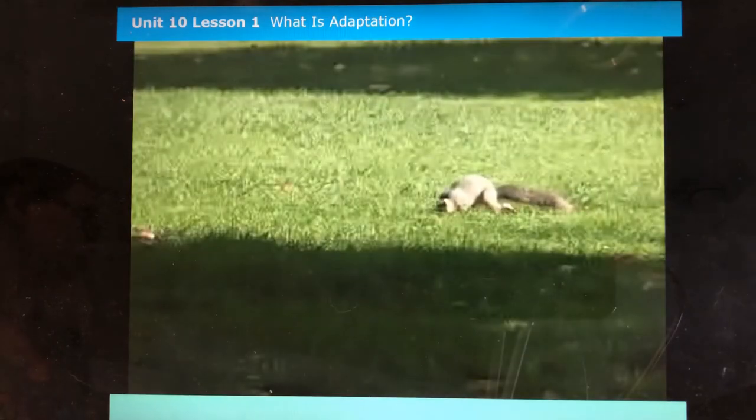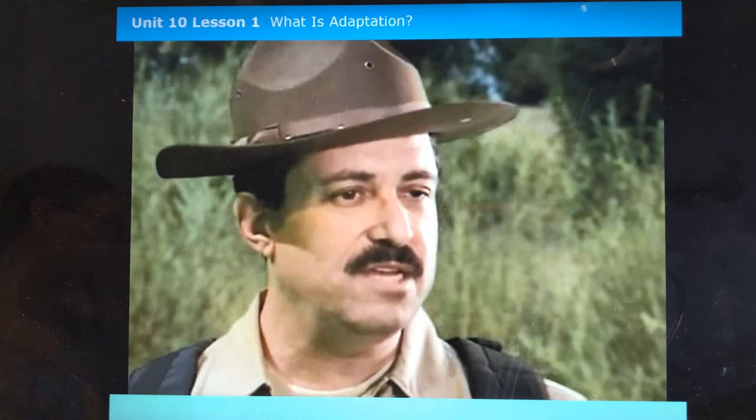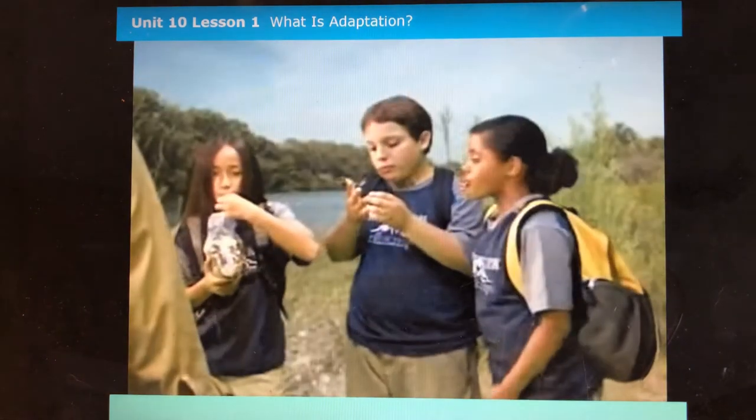But check out our little friend, the squirrel. His instinctual behavior has to do with meeting his need for food. Something you are all familiar with, I see. Right? Right.